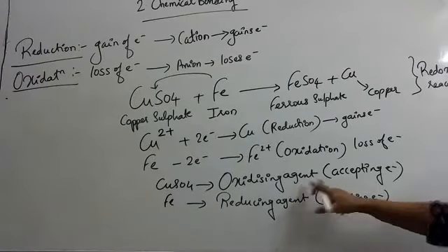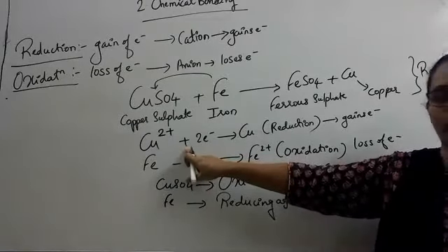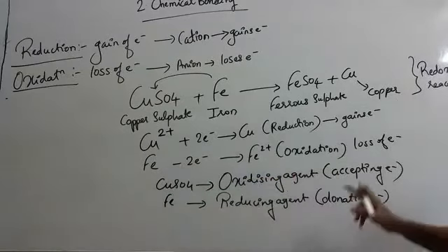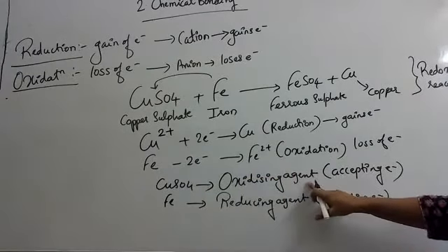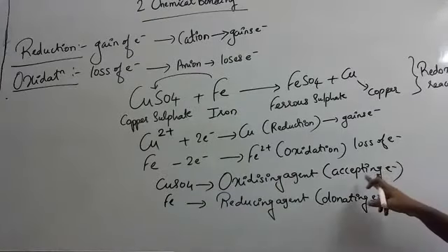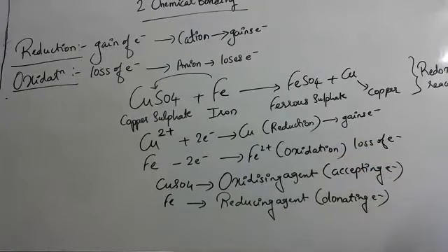Why? Because copper sulfate is accepting electrons. We can see that electrons are added to copper and here electrons are removed from iron. So therefore, copper sulfate is the oxidizing agent, iron is a reducing agent, and this copper is getting reduced, that is, it undergoes reduction, and ferrous undergoes oxidation. Now we'll see one more example. So you have to tell me in that.